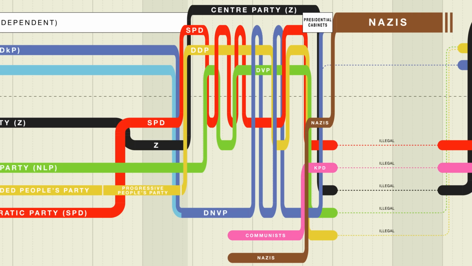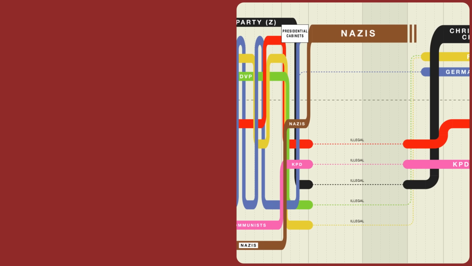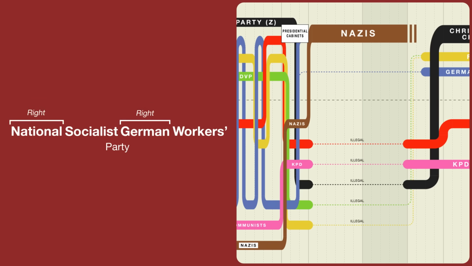Now, Hitler's involvement in politics actually goes back to the early days of the Weimar Republic, when he basically took over an obscure party called the DAP and turned it into the Nazi Party, which was officially known as the National Socialist German Workers' Party. He chose that name very deliberately, using the words national and German to appeal to the right, and the words socialist and workers to appeal to the left.